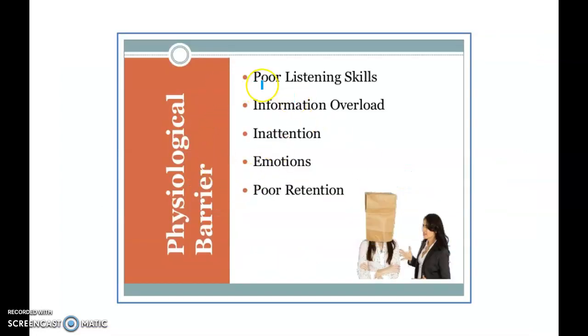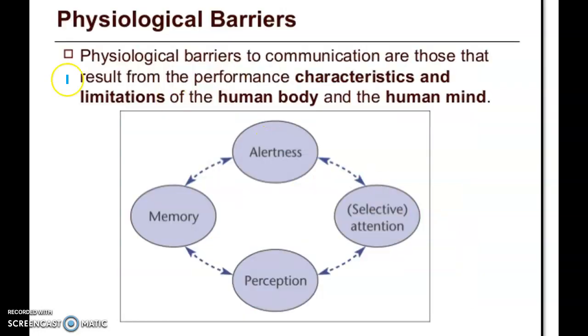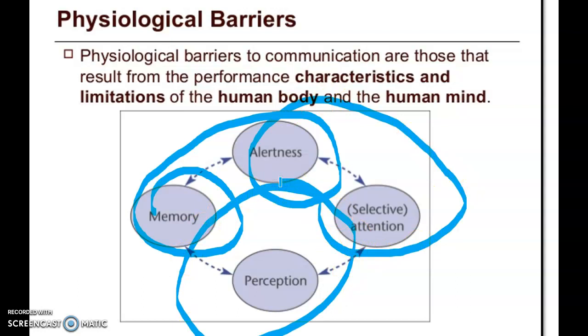So, what are the physiological barriers? Poor listening skills, information overload, inattention, emotions, poor retention. So these are the physiological barriers. As you know, what you have to control in physiological barriers to increase better performance: memory, alertness, attention, and perception. These are the important factors with the help of which the physiological barrier will be overcome.